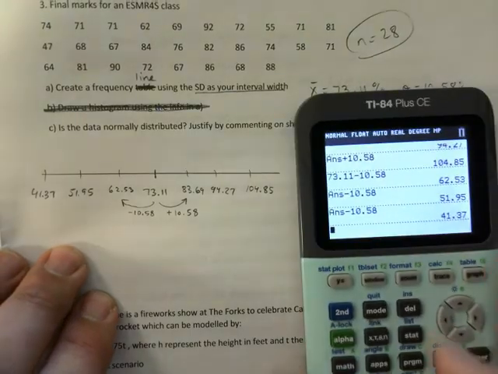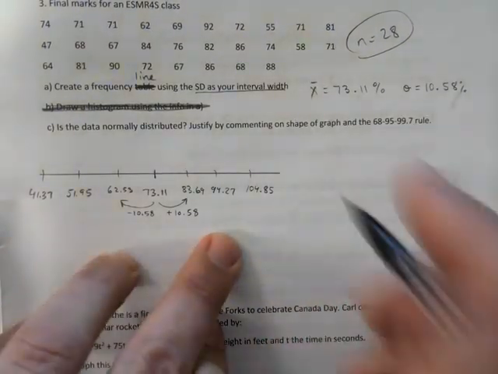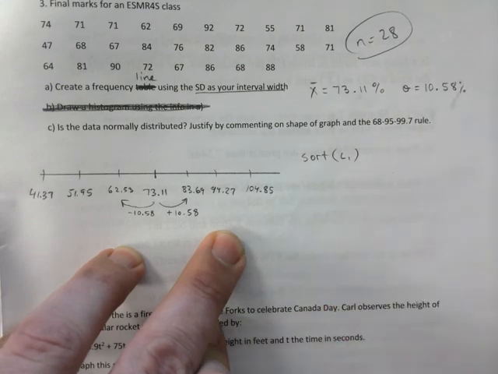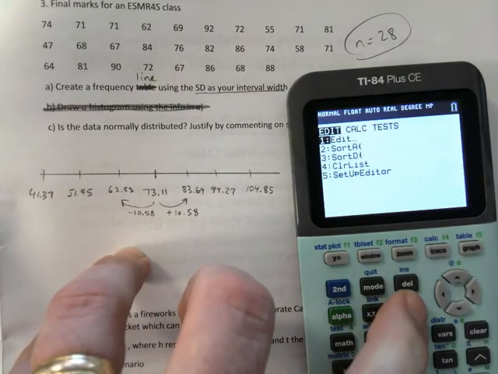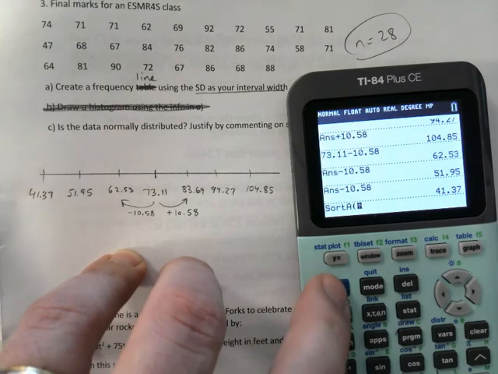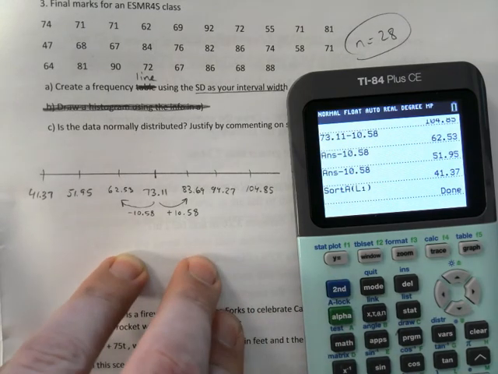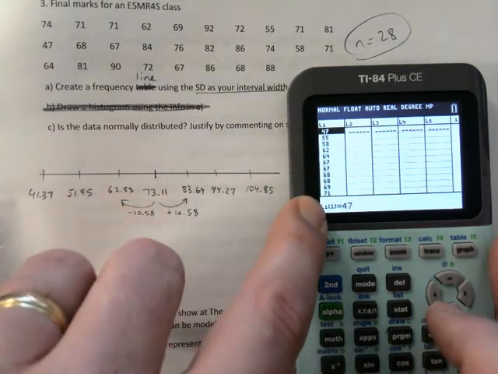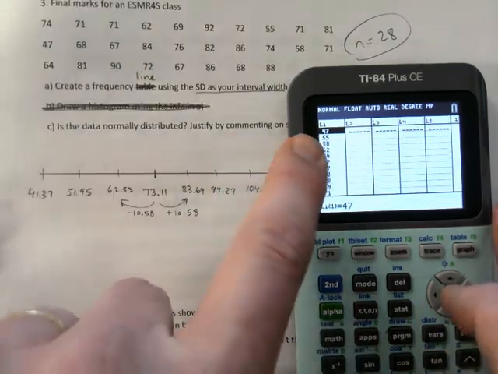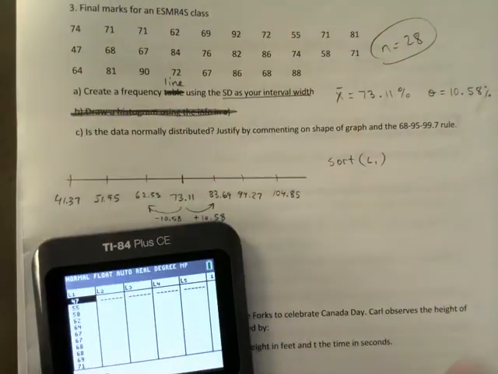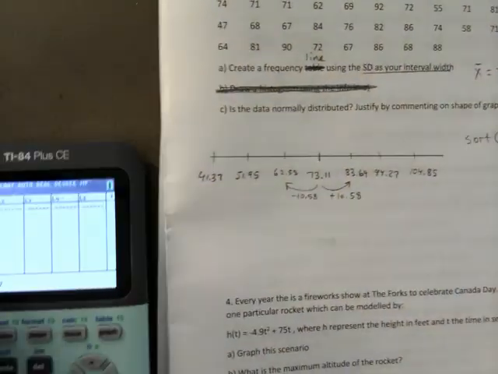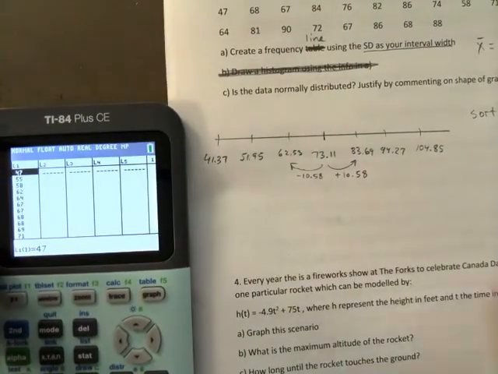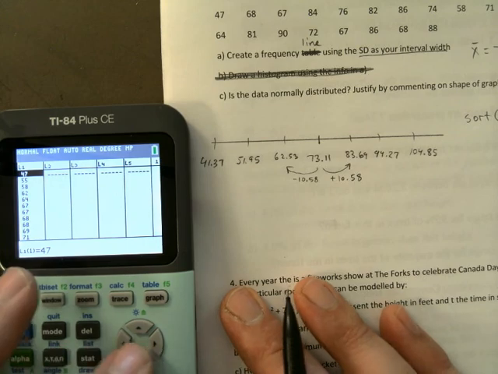And then we go and sort L1, right? So we're going to go stat, sort in ascending order, sort L1, that's done. Then you go back because it's much easier to put them in the right category if they're all arranged already. So then you come over here, I'm going to put this to my left. If you're right-handed. If you're left-handed, it's the other way.